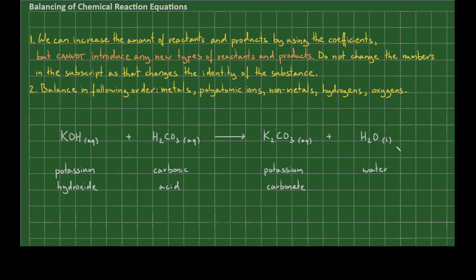What should I balance first? Well, the guideline number 2 is telling me deal with the metals. Currently, I have 2 potassiums on the right-hand side, but only 1 potassium on the left-hand side.